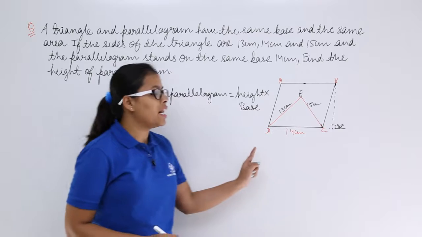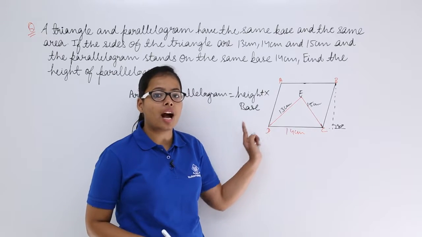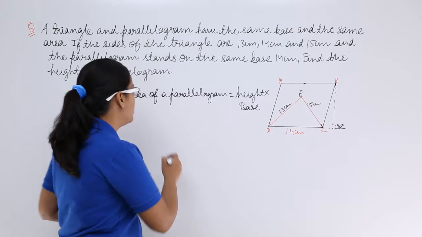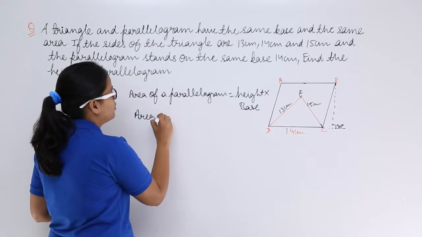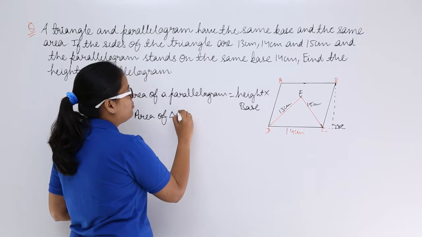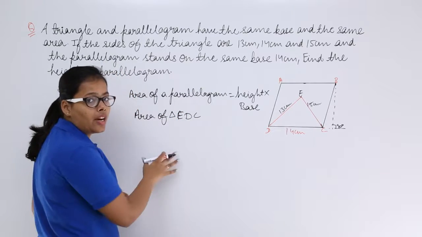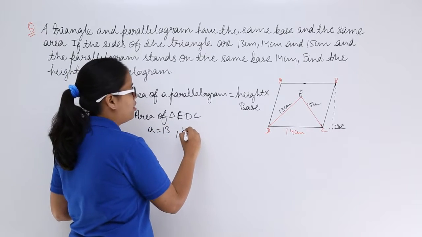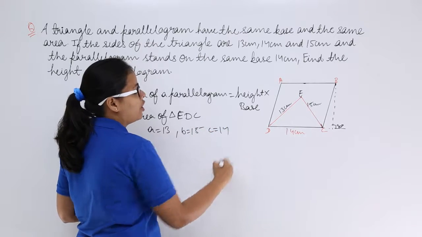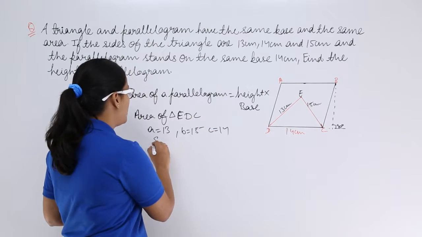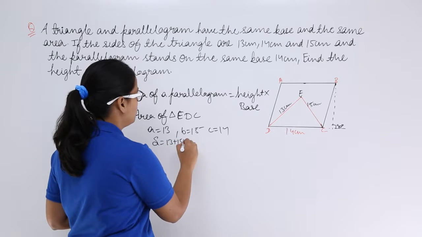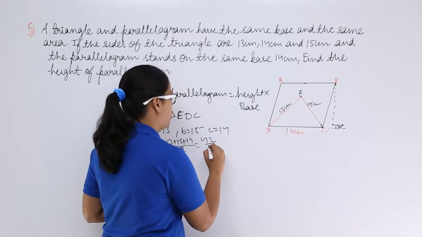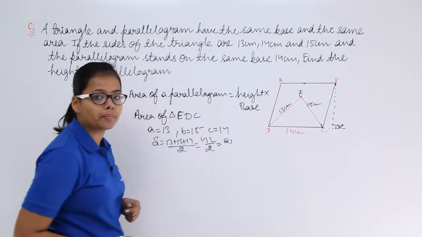So let's first find out the area of this triangle, and after that let's equate the area of both parallelogram and triangle. Area of triangle EDC. In this triangle you know all these three sides. Let's suppose a is 13, b is 15 and c is 14, all in centimeter. Find out the semi-perimeter, divided by 2. This will give you 42 by 2 and this will be 21.